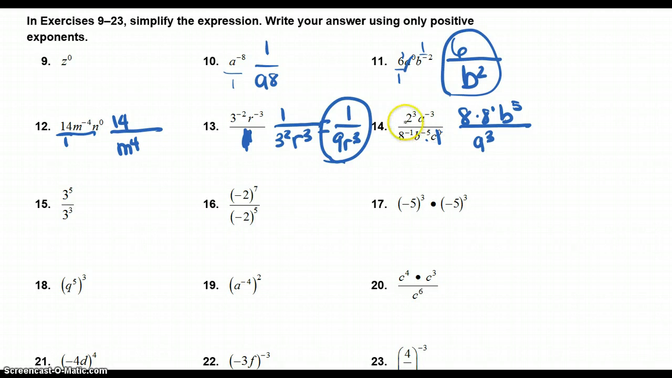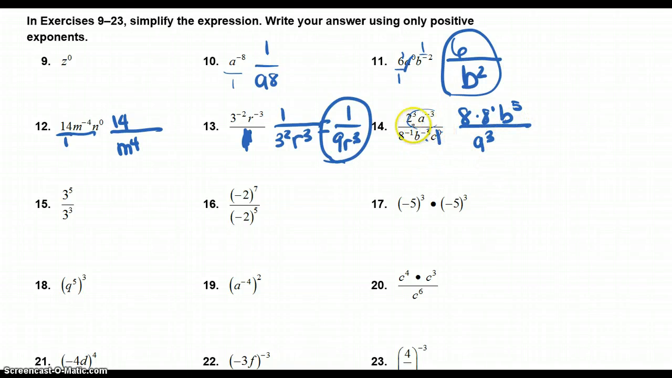Okay, let's look at what I did again. 2 to the third was 8. 8 to the negative first power, I needed to get it out of the denominator and put it in the numerator. It's a positive 1. A to the negative third was unhappy. It's a negative exponent, so it needs to become a positive exponent downstairs.